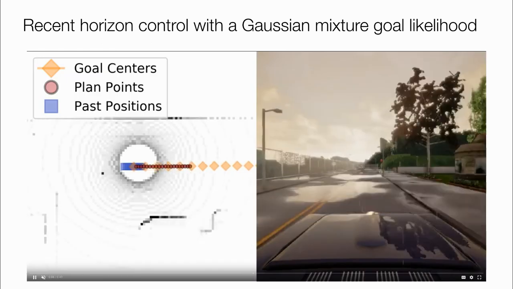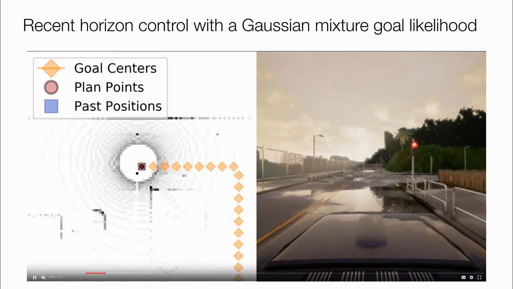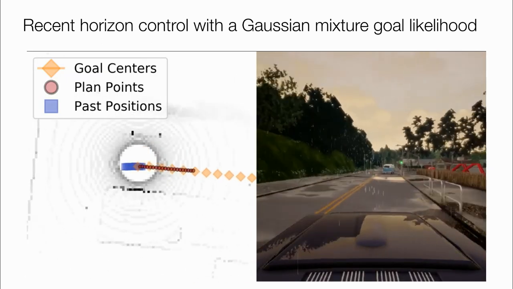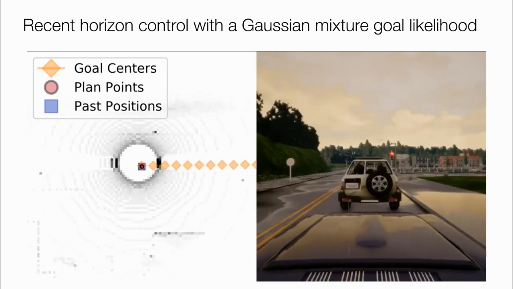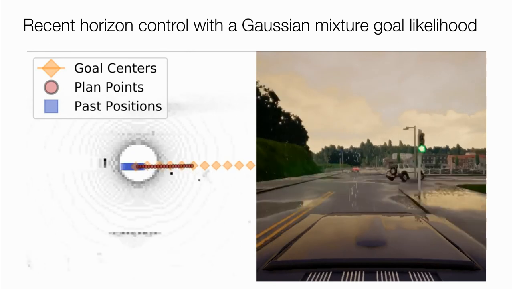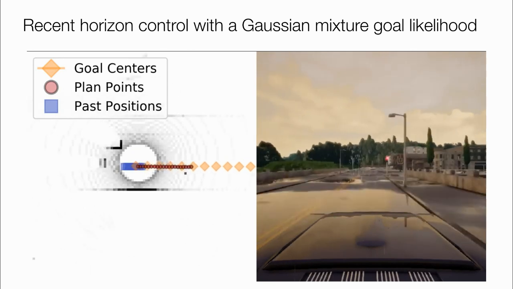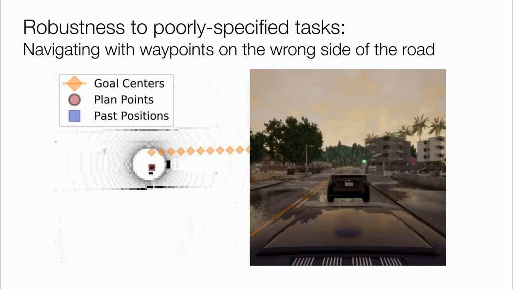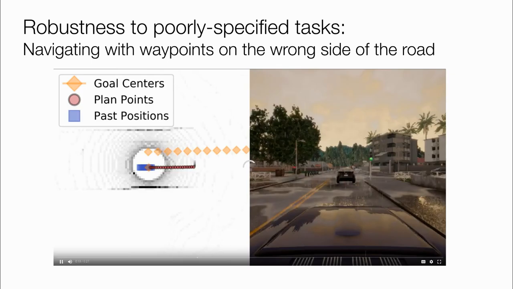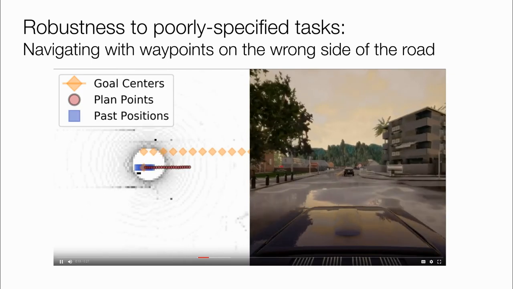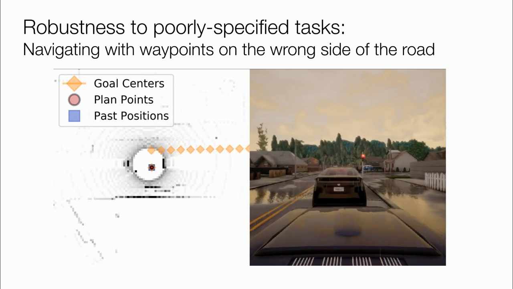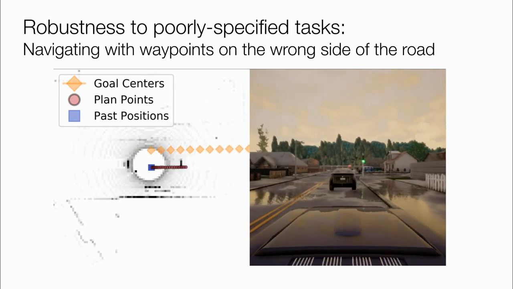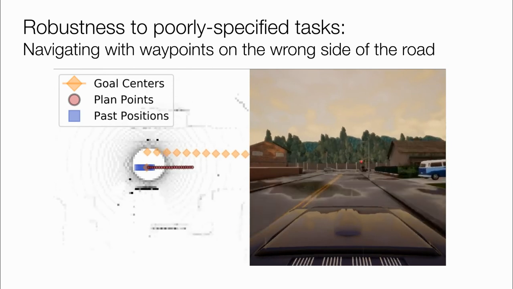We applied many variants of our method to perform receding horizon control in the CARLA simulator. The goal positions come from CARLA's A-star planner that uses the map to plan to a faraway destination. We observed and quantified our approach's robustness to poorly specified tasks, such as navigating given goals on the wrong-hand side of the road. We observed that it was often able to plan to these goals without violating the rules of the road that it internalized during training.